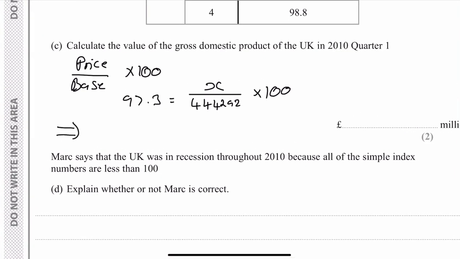So now we just need to figure out what our X is. Well, to get our X, we're going to have to divide both sides by 100. So I've got 97.3 divided by 100. And we want to times both sides by 444,292. And when I do that, I've got 97.3 over 100 times by 444,292. You get 432,296 to the nearest whole number.